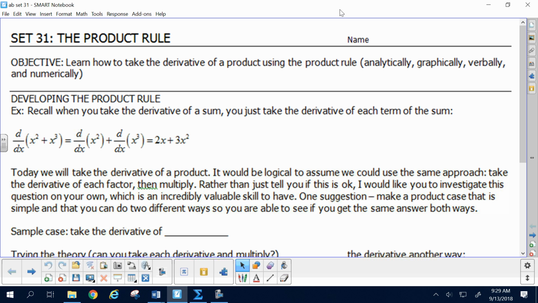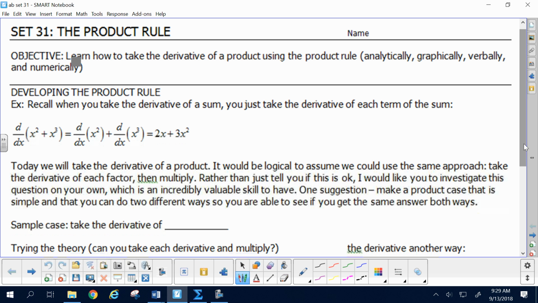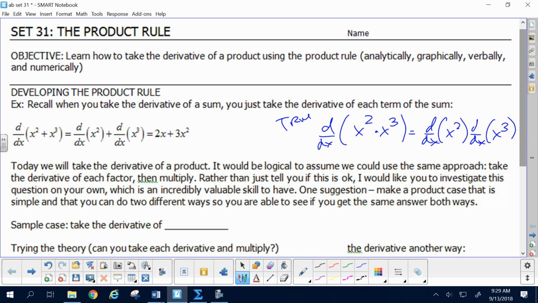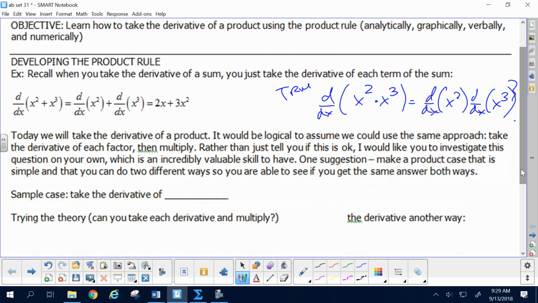Cool? The question then would be, if you had a product, is it true that if you take the derivative of a product, it is the product of the derivatives? Is that true? That's the question of the day. For products, can you do the same thing? Can you just take the derivative of that, take the derivative of that, and multiply them together?